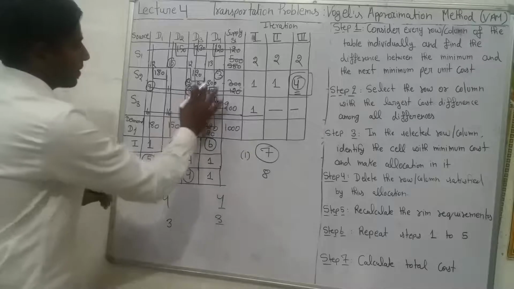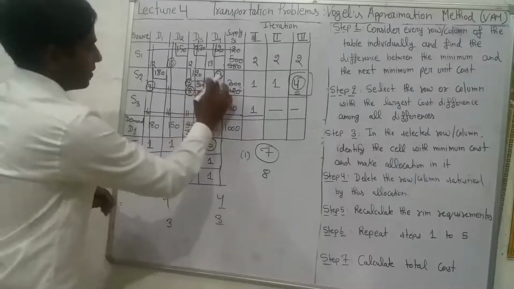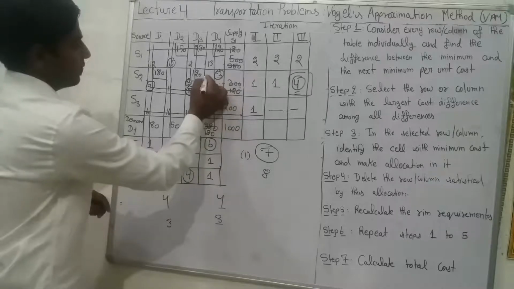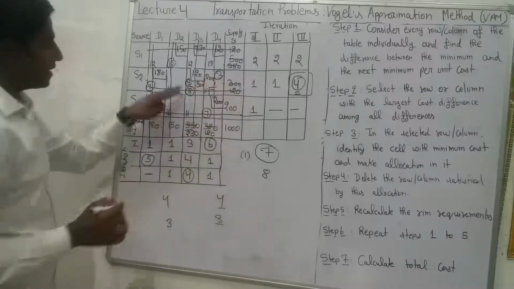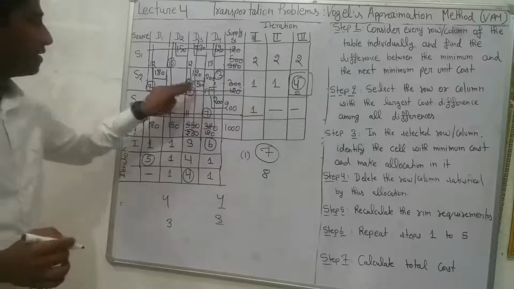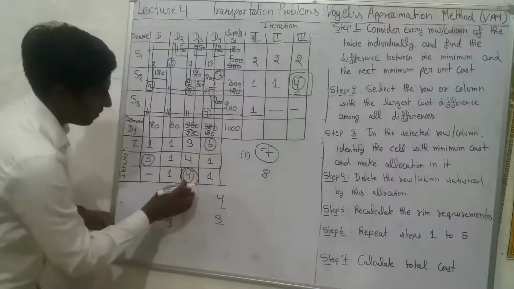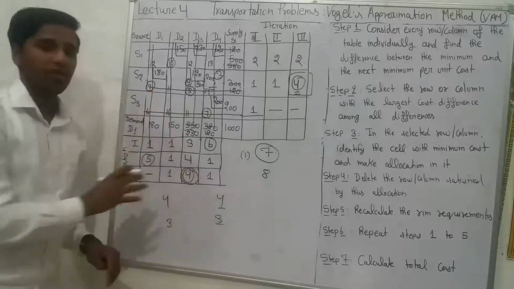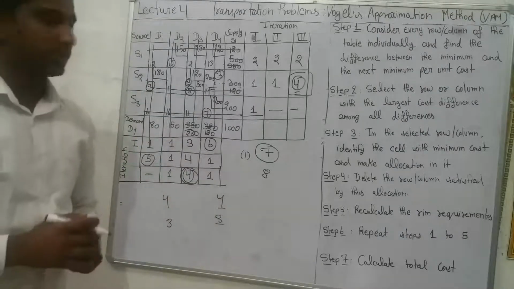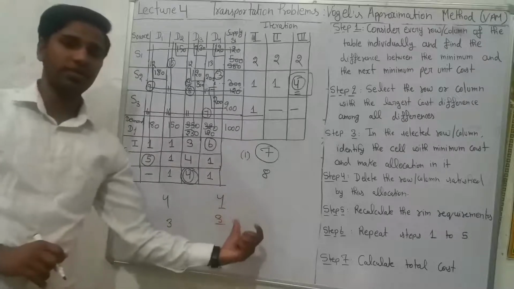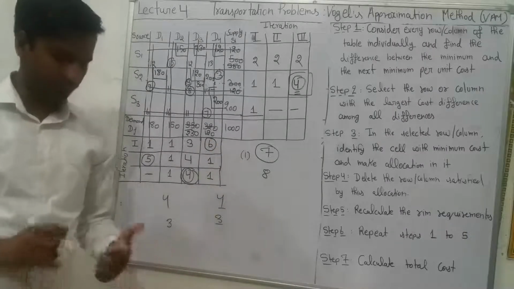Suppose the maximum allocation in this cell was 200 units and in this cell it is 300 units. In this scenario we will select this cell, because by selecting it we can allocate the maximum quantity. So in this way you can handle the situation of a tie between the largest cost differences.